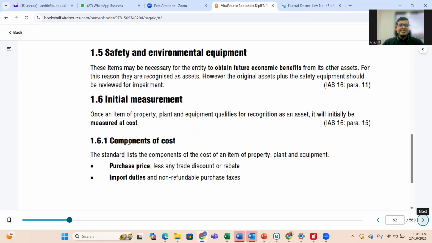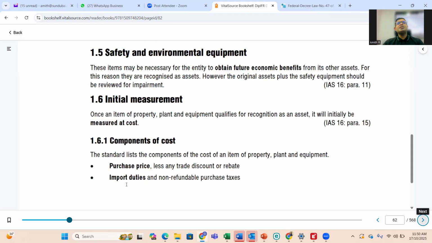Okay, let's read this. Once an item of PPE qualifies for recognition as an asset, it will initially be measured at cost. The standard lists the components of the cost of an item of PPE. What would be the components? Purchase price. You have to deduct any trade discount or rebate that you get. So actual purchase price less discount, import duties, and non-refundable purchase taxes.